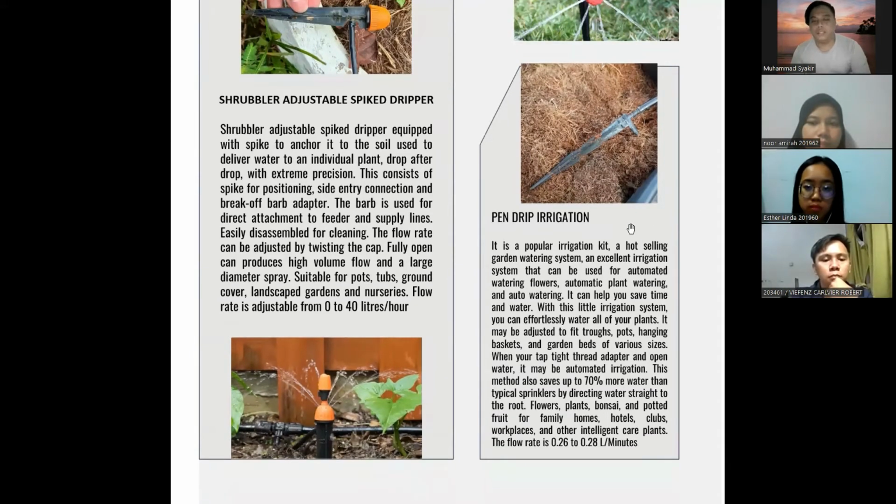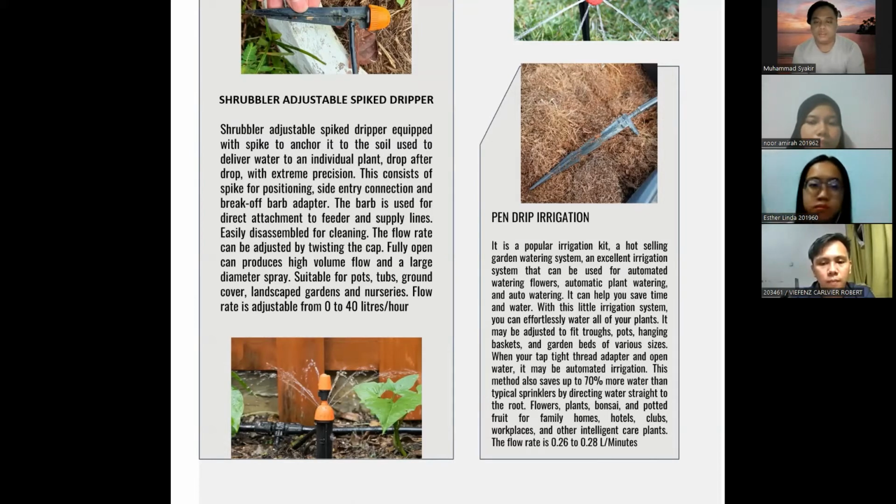Okay, lastly, the pen drip irrigation. This type of nozzle is a popular irrigation kit, a hot selling garden watering system, and an excellent irrigation system that can be used for automated watering of flowers, automatic plant watering, and auto watering. It can help you save time and water. With this little irrigation system, you can effortlessly water all of your plants.